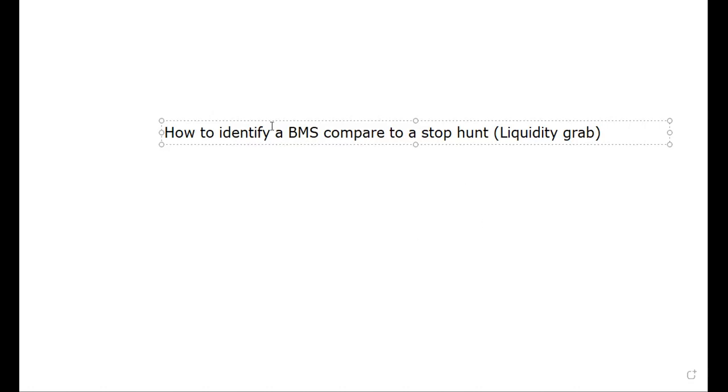So in doing this, I would like to explain the characteristics of a break of market structure as distinct from the characteristics of a stop hunt. This is very, very important if you really want to identify a break of market structure apart from a stop hunt. Just like what I've told you before, for you to identify market structure, there is a characteristic, there is something that the market will be doing.